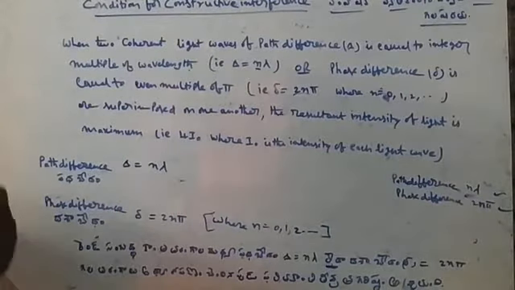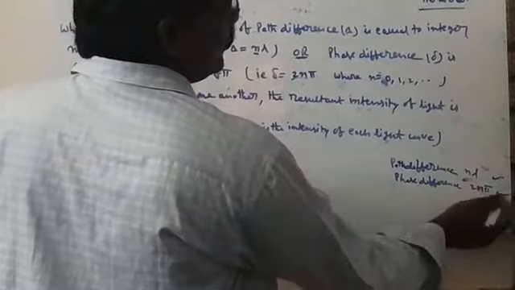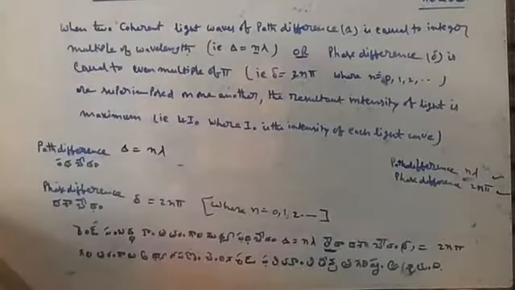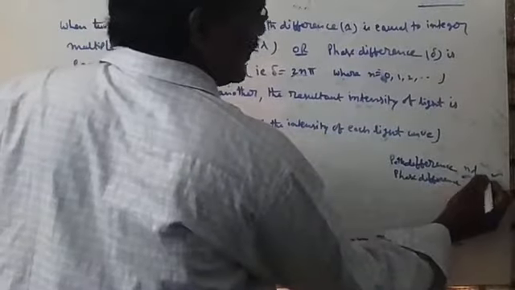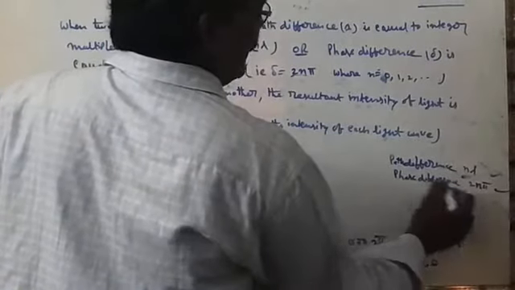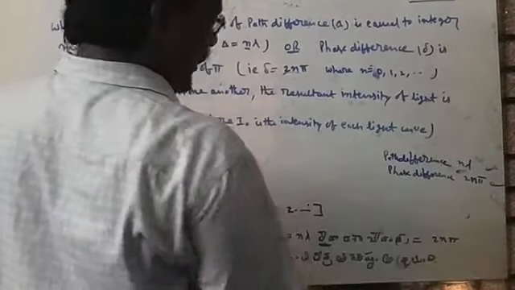Condition for constructive interference means path difference is equal to nλ, phase difference is equal to 2nπ. Path difference must be nλ and phase difference 2nπ. పదభేదము nλ, దశాభేదము 2nπ.